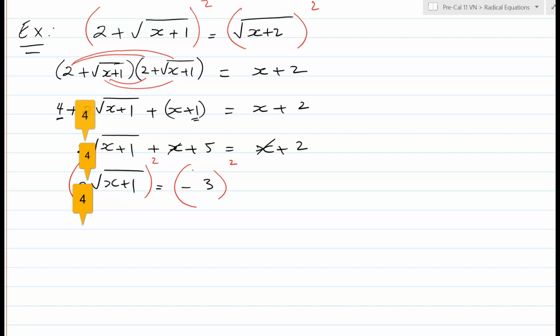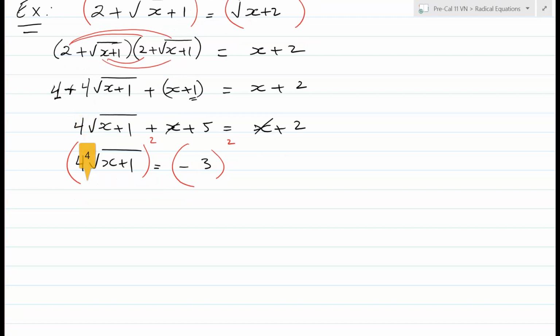But you don't stop. You will have an extraneous root, but you need to find out what that is. So, once we square both sides of the equation, on the left hand side we have 4 times the square root of x plus 1, and on the right hand side we have minus 3. We square both sides and we get 16 times (x plus 1) equals 9.